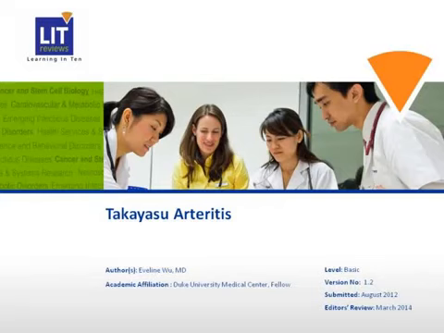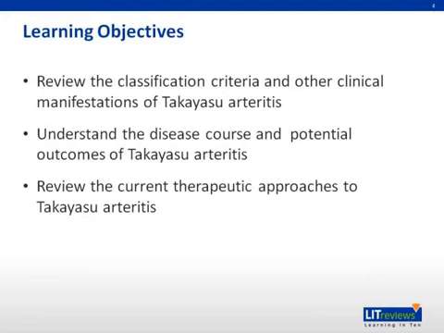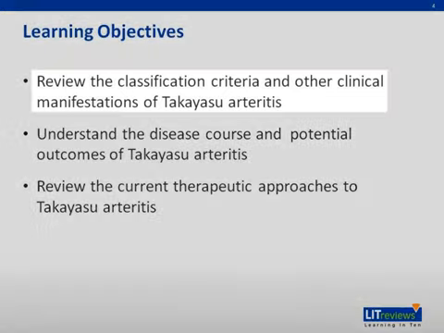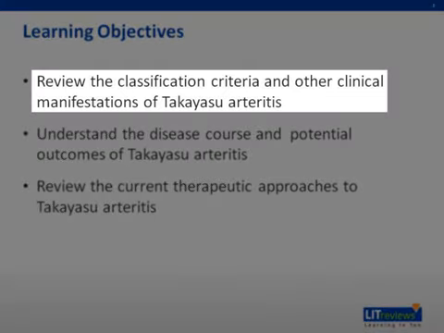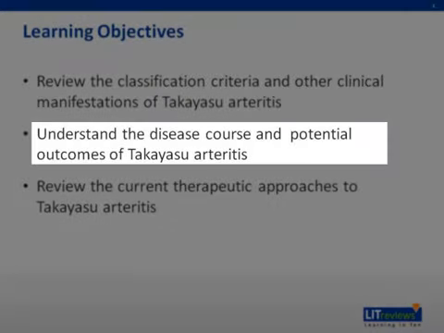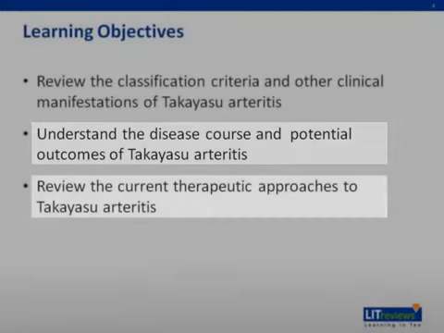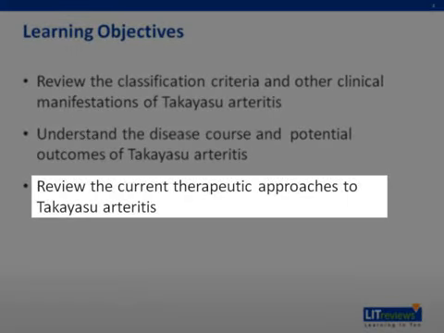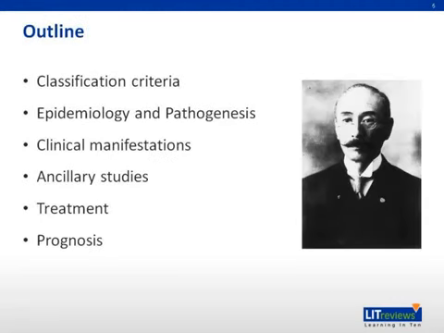Takayasu Arteritis. The primary learning objectives are to review the classification criteria and other clinical manifestations of Takayasu Arteritis, better understand the disease course and outcomes, and to review the current therapeutic approaches. The presentation outline includes classification criteria, epidemiology and pathogenesis, clinical manifestations, ancillary studies, treatment and prognosis of Takayasu Arteritis.